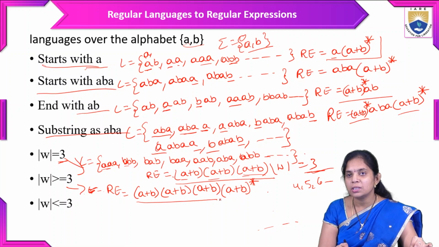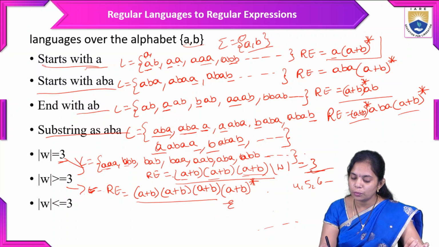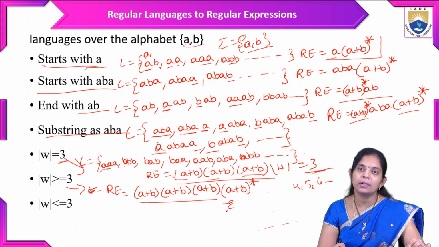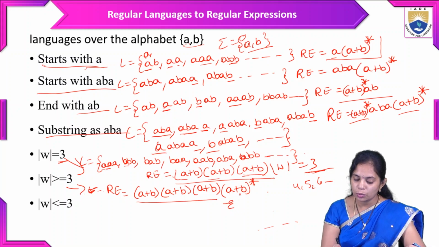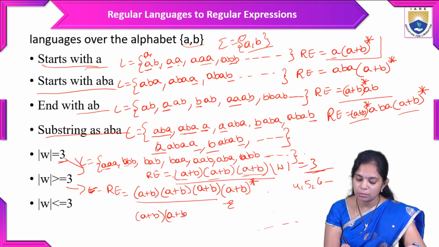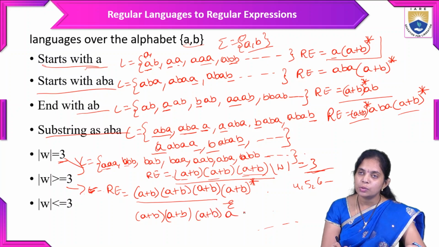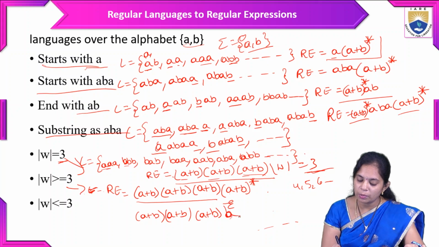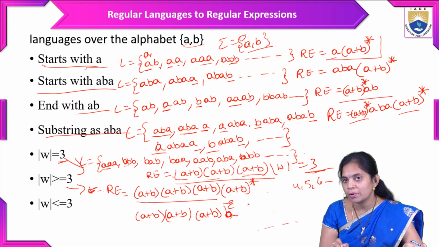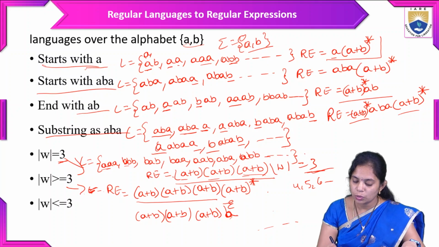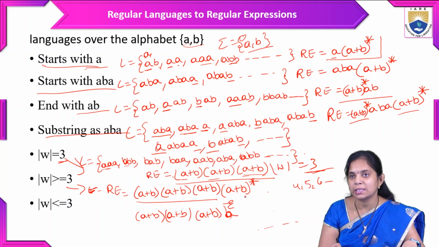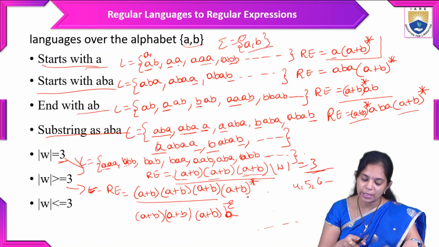So the first condition is equal to 3. Equal to 3 in the sense epsilon we will take, and later equal to 4. So greater than 3 in the sense we will take 4. So that time we will write A plus B and A plus B and A plus B, and now in this part we will take A or B. And also we have to satisfy for 5, 6, 7, 8 length. So that time we will take it as A star. So that's why we have written the regular expression.